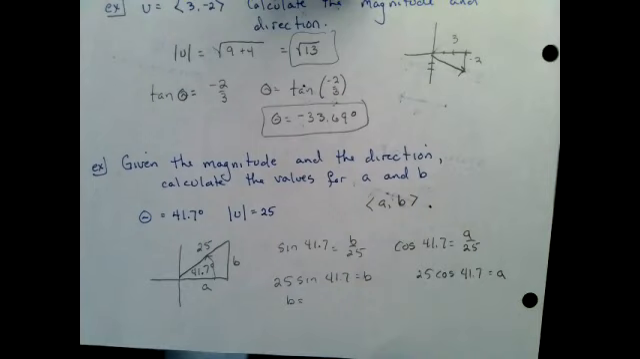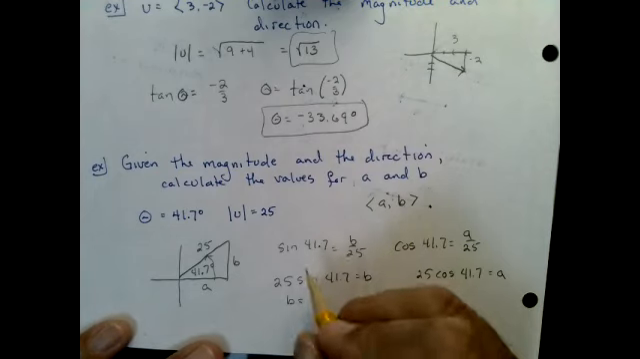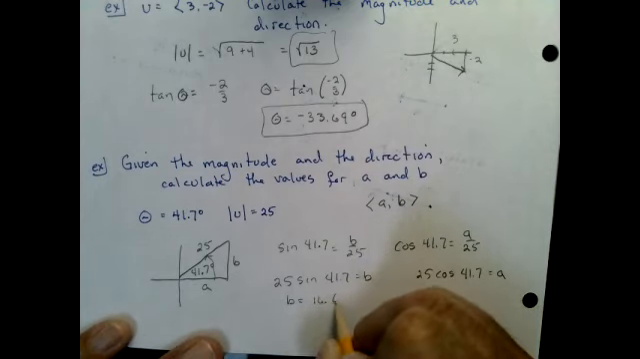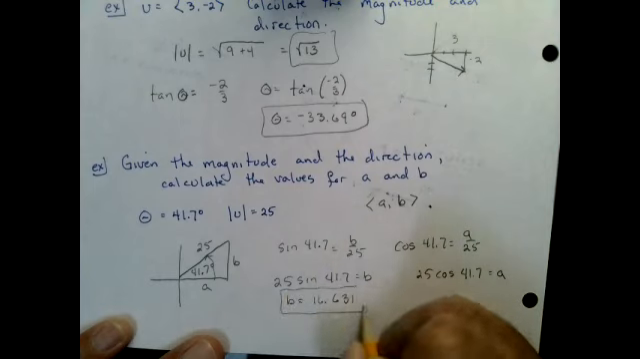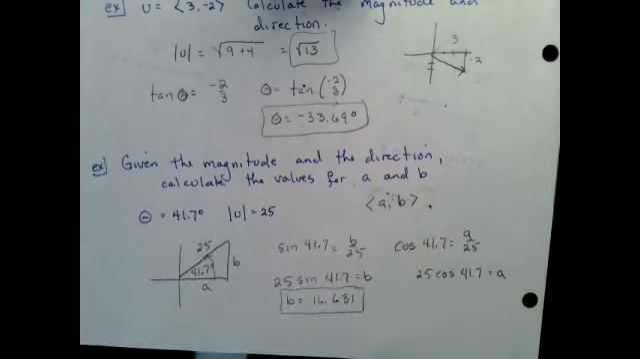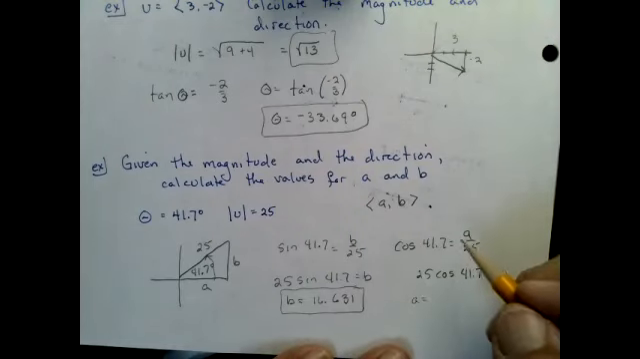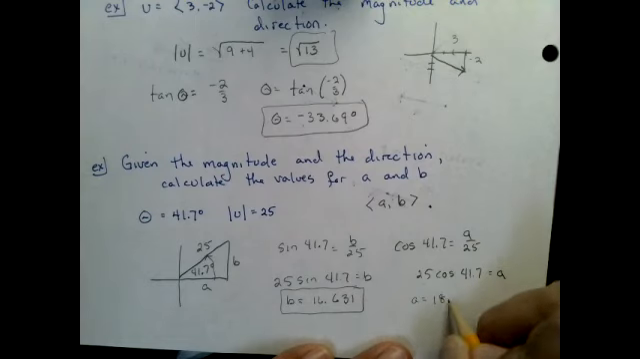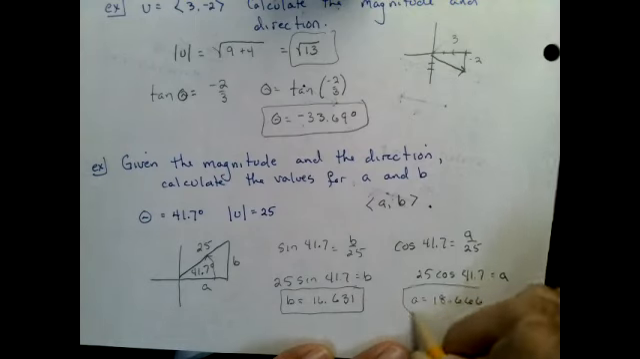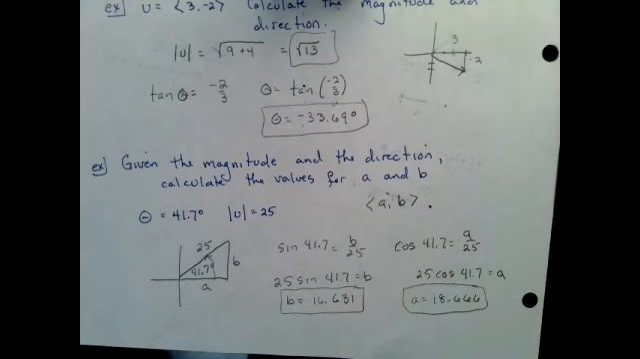The end is near. 25 sine of 41.7 is 16.631. Could you imagine taking a whole test and your calculator's in radians instead of degrees? No, say it ain't so. 25 cosine of 41.7, little a equals 18.666. Hopefully someone else got those answers.